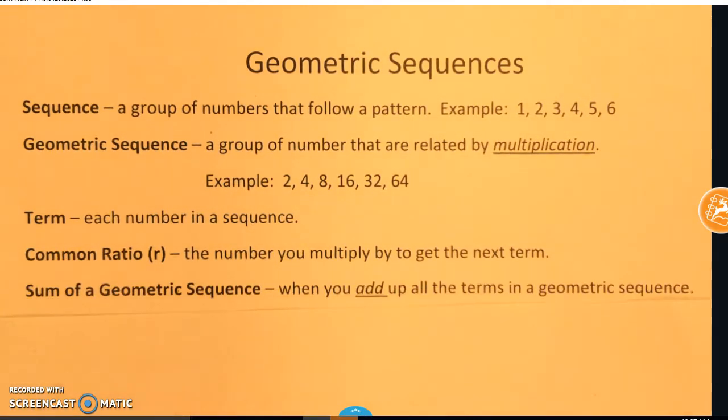Now, you can also be asked what the sum of a geometric sequence is. And a sum is when you add up all the terms in the geometric sequence.